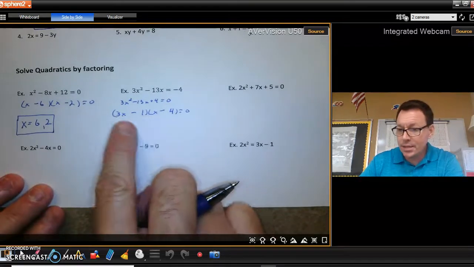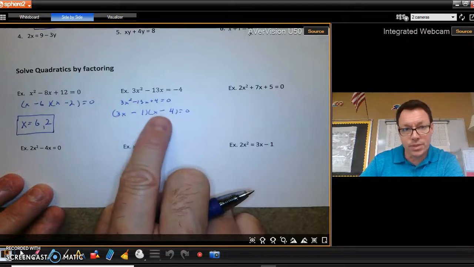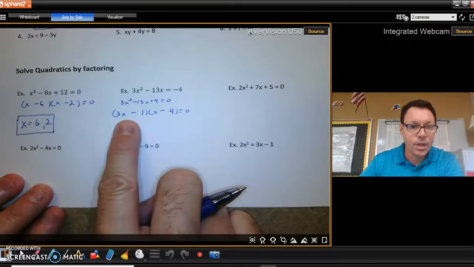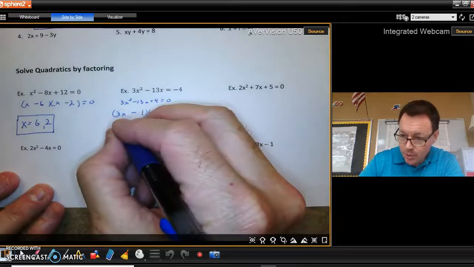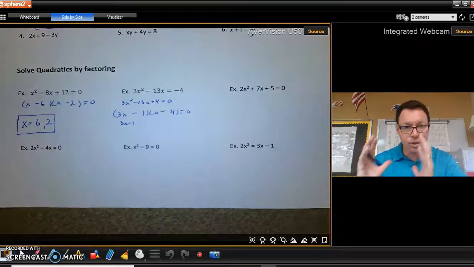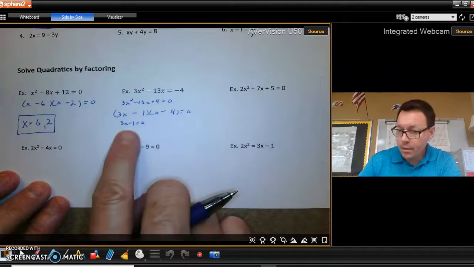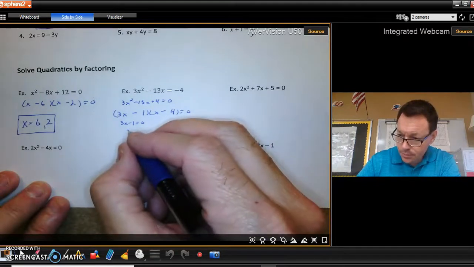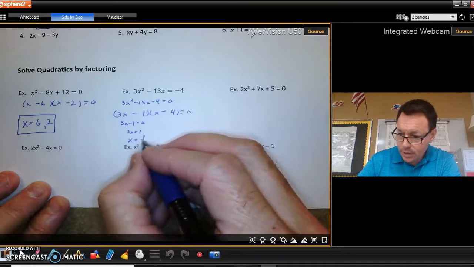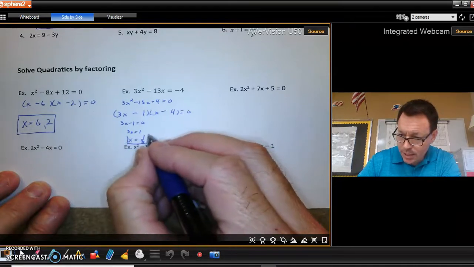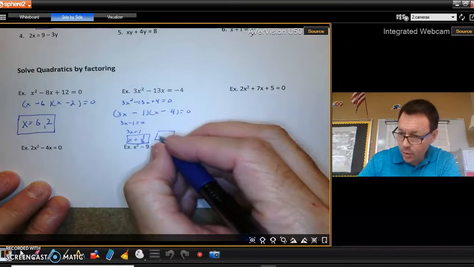Now, I just need to figure out what x values would make both of these parentheses equal 0. This one's easy. This one's a little trickier. Most people just set this equal to 0. Take that whole expression, set it equal to 0, and then solve. Move the 1 over, divide by 3, and there's one of your answers. X could equal 1/3, or in this case, x could equal 4.